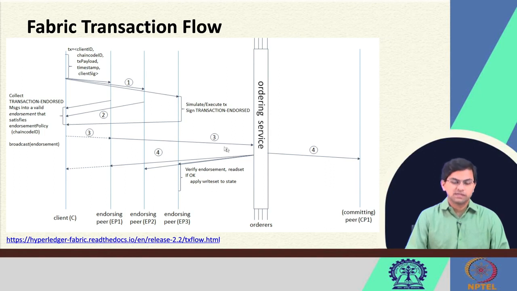The ordering service collects all those transactions and then puts them in a block and sends the block back to all the peers. By all the peers, it might be the peers which did not endorse the transaction. Those are committing peers, and there might be peers who also did endorse that particular transaction, the endorsing peers. So, at this point this transaction has been mined in a particular block.